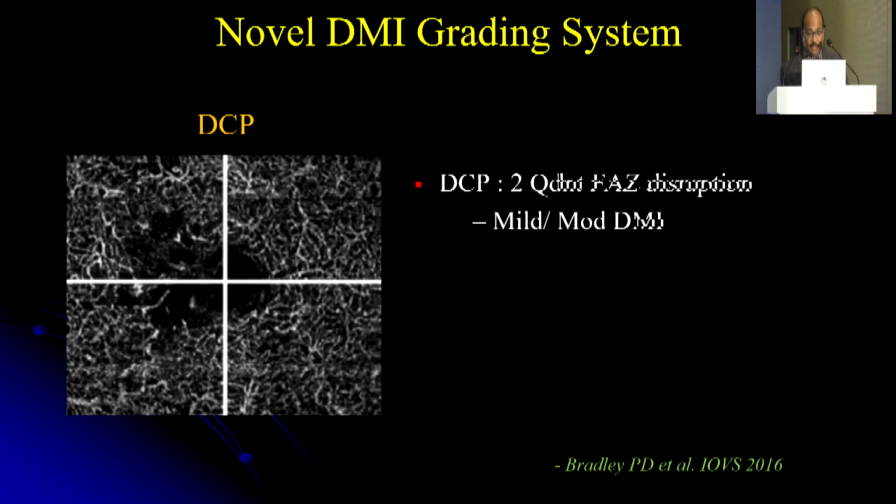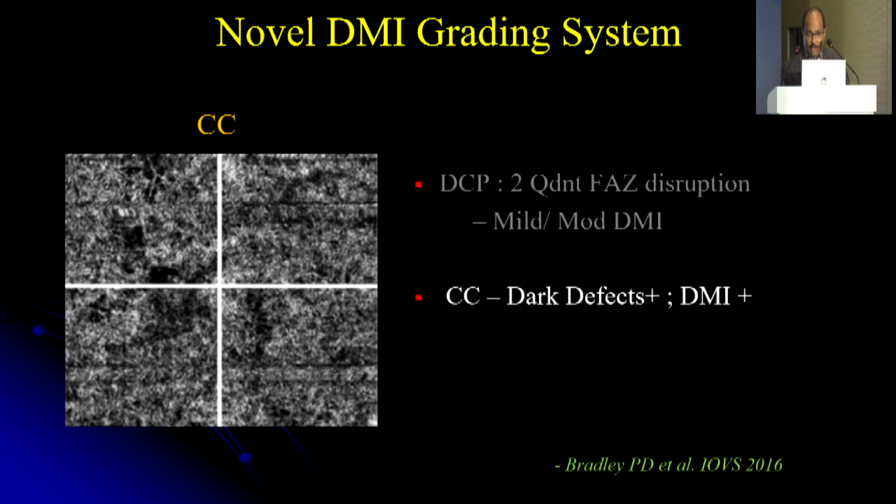So in the DCP, you find there's 2-quadrant FAZ disruption, and according to their classification, this qualifies for mild to moderate DMI at the DCP level. And you see the choriocapillaris is also in the 4-quadrant grid, so the DMI is positive because choriocapillaris dark defects are positive.